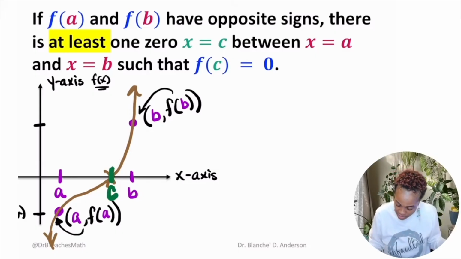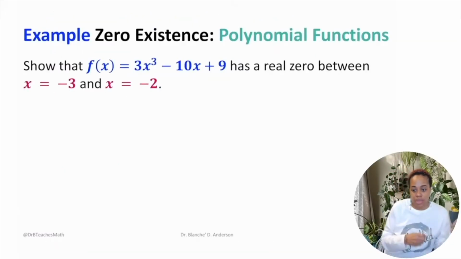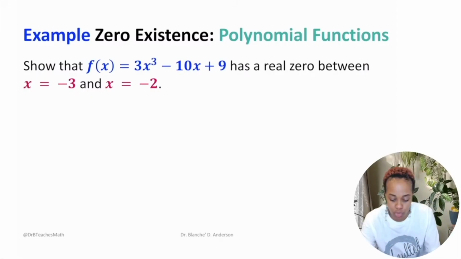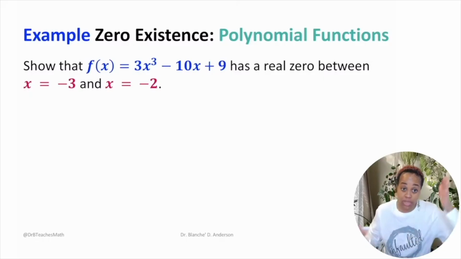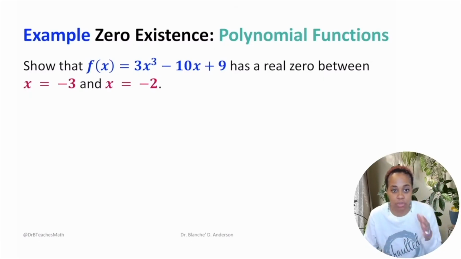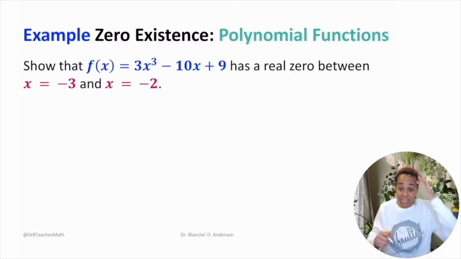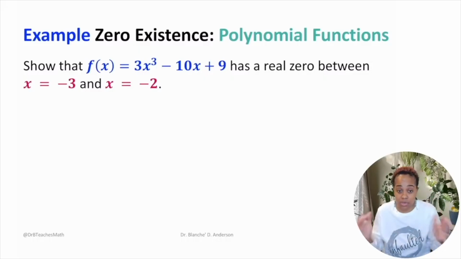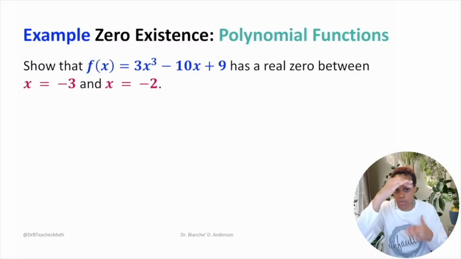So let's look at an example. This says, show that f of x equals 3x cubed minus 10x plus 9 has a real zero between x equals negative 3 and x equals 2. If it has a real zero between x equals negative 3 and x equals 2, that means the signs of the y's are going to change.